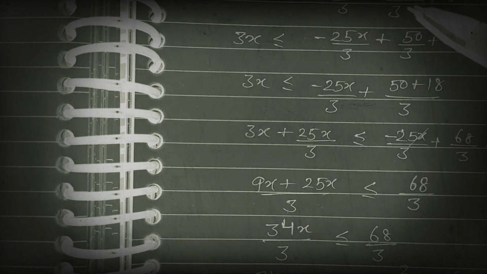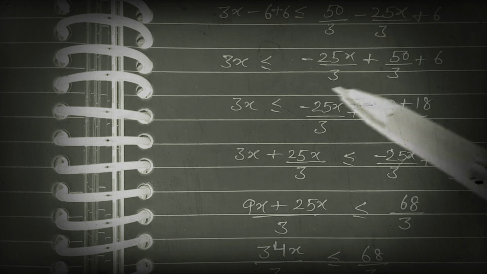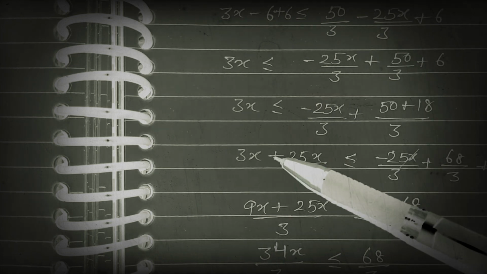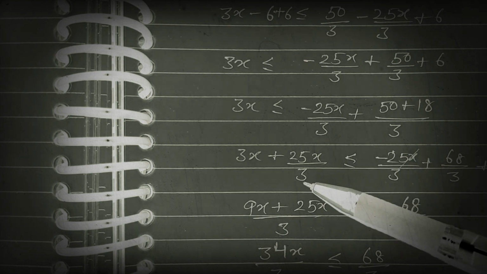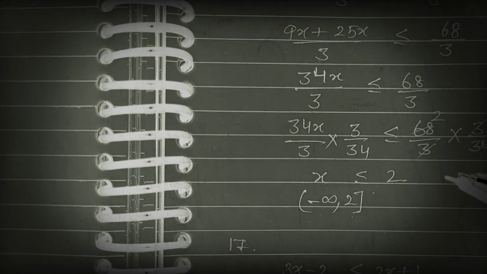If you don't want to solve it the other way, you can also do it like this: minus 6, add 6 on both sides. After that we will get this, then we will add 25x by 3 on both sides. Then after solving we will get x is less than or equal to 2.